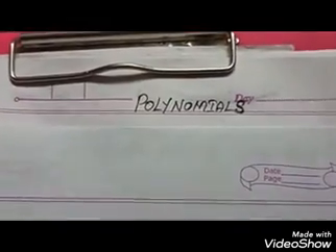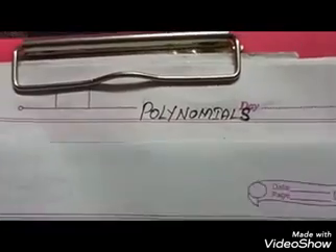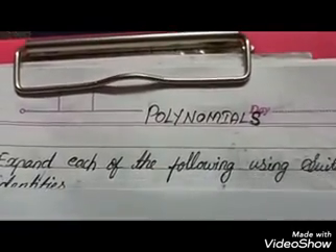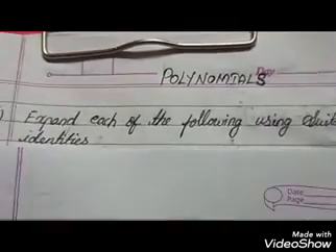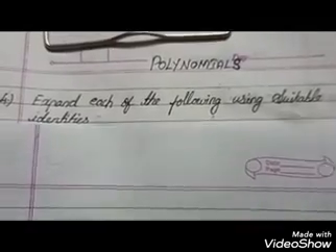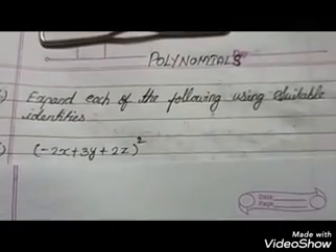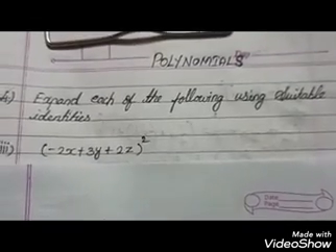Hi students, good morning to all. So today we also continue the same polynomials. Fourth question, expand each of the following using suitable identities. Question number 3, minus 2x plus 3y plus 2z whole square.